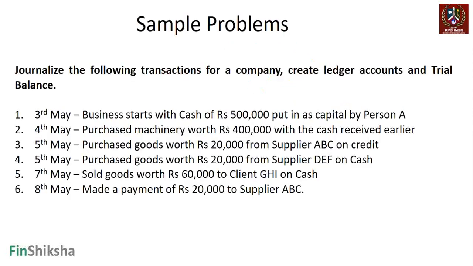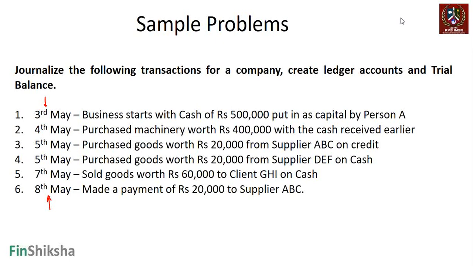Let's say we have to journalize the following transactions for a company, create ledger accounts, and the trial balance, right? Because journals are created in a chronological order, we have a set of 6 transactions starting 3rd of May going on till 8th of May, any particular year. And the transactions involve a few series of works as the company goes towards building its business. So the company starts the business with a cash of rupees 5 lakh put in as capital by a person A. Purchased machinery on the next day worth rupees 4 lakhs with the cash received in step 1.